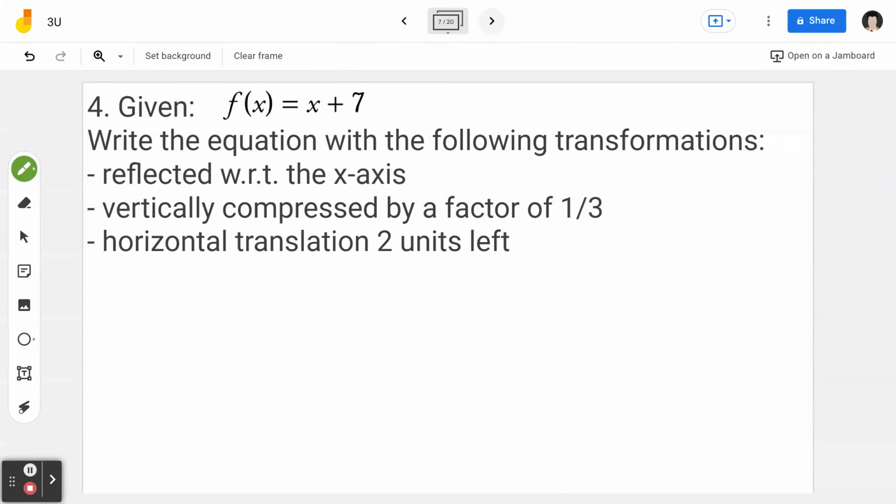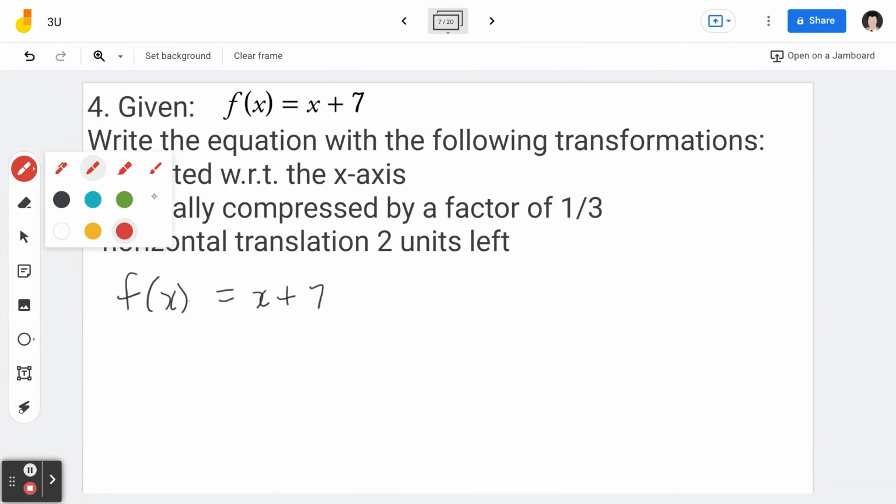Example number 4, given f of x equals x plus 7, write the equation with the following transformations. Reflected with respect to the x-axis, vertically compressed by a factor of 1 over 3, horizontal translation 2 units left. Step 1. Again, you want to write something that's new. So the original function is f of x, which equals x plus 7.